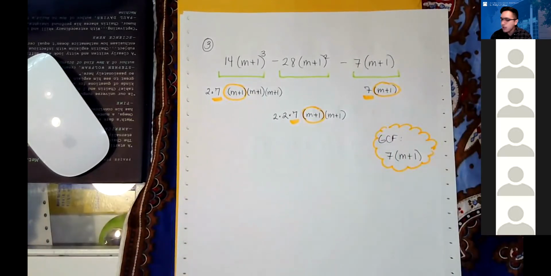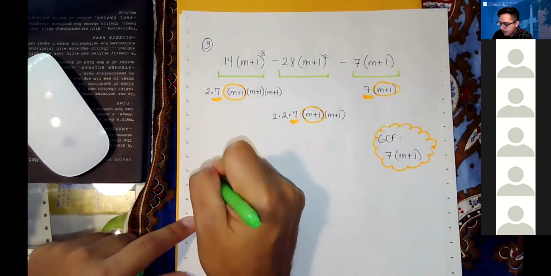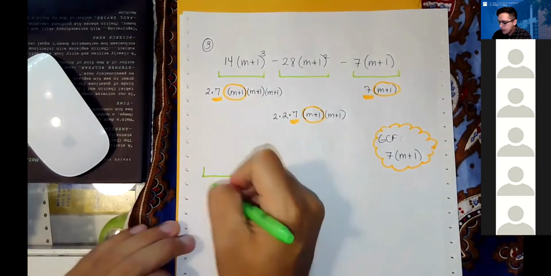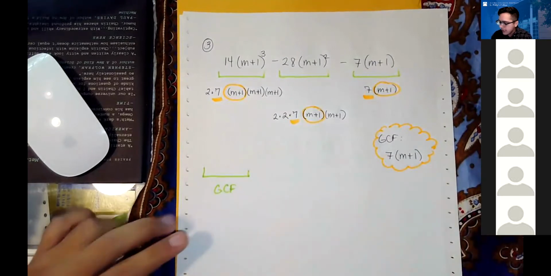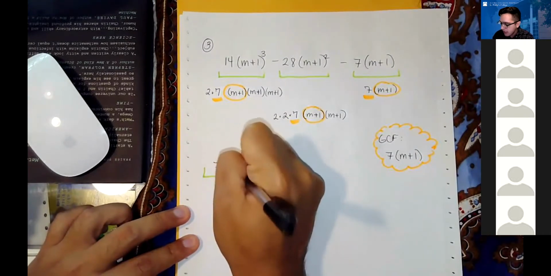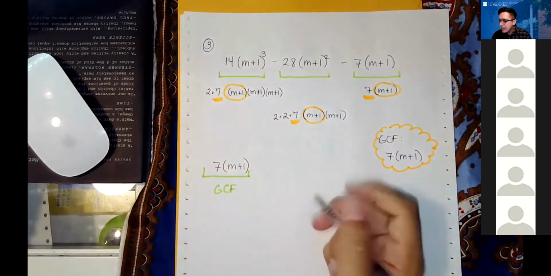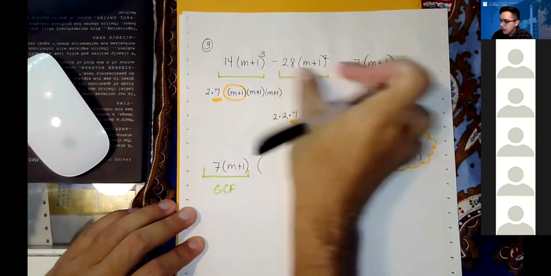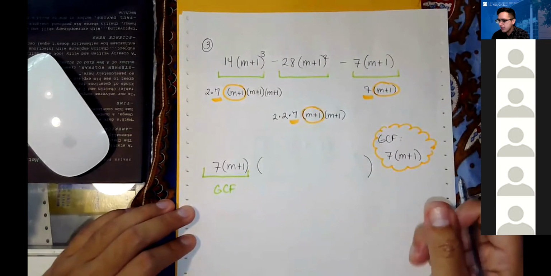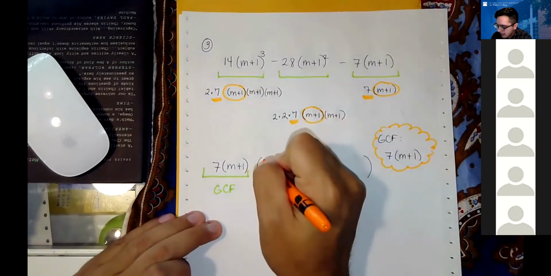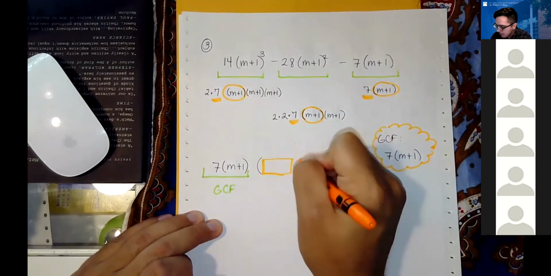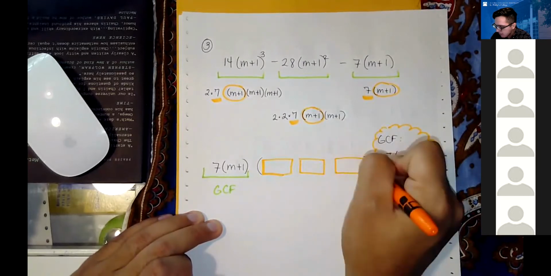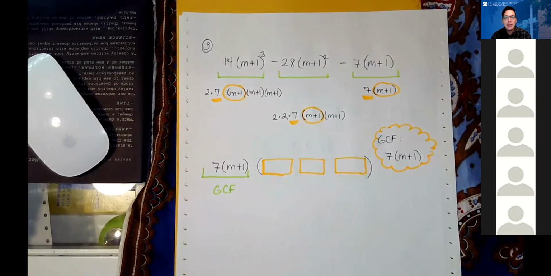And so the process is going to be no different from when we factored out a single monomial. I'm going to write the GCF first. There's my GCF, which in this case is 7 times m plus 1. And that needs to be multiplied by something so that I get these 3 original terms back. So you can think of it as I need 3 boxes in here. And we'll see what we have left over when we factor out the GCF.